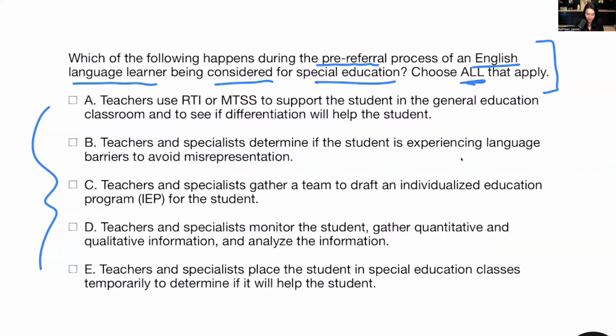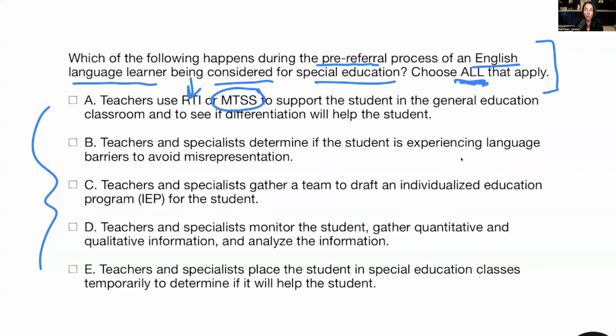We want to make sure we're using things like MTSS to provide strategies in the general education classroom before sending people to special ed. This is like a little barrier to special education, not that special education is bad. It's just that we don't want to have a lot of kids in special ed who don't need it. And that's where MTSS and RTI, used to be called RTI, come into play. So let's have a look at the answer choices here.